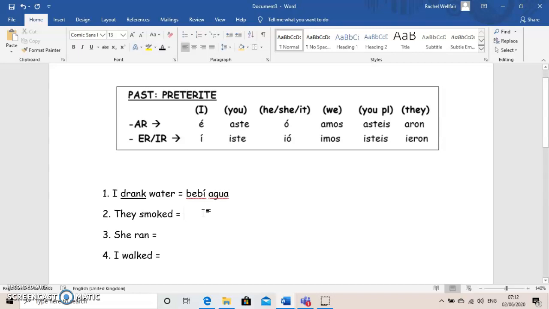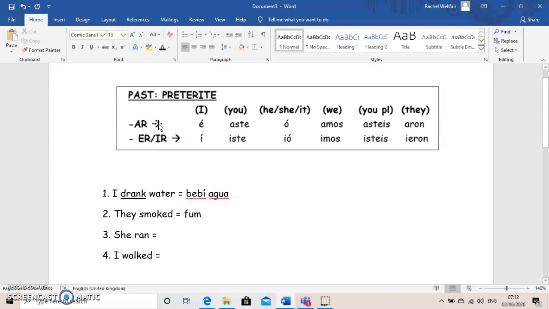Same thing again then, let's look at another example. They smoked. To smoke. Step 1, find the infinitive. To smoke is fumar. Step 2, take off the last 2 letters, AR. Okay, step 3, make sure you know you're looking in this line because it was AR we took off, not ER or IR. So this one.